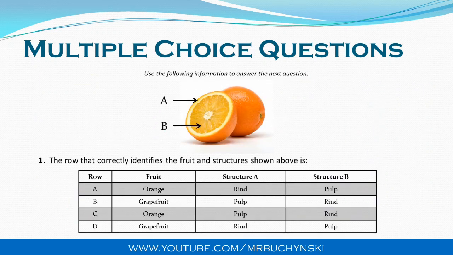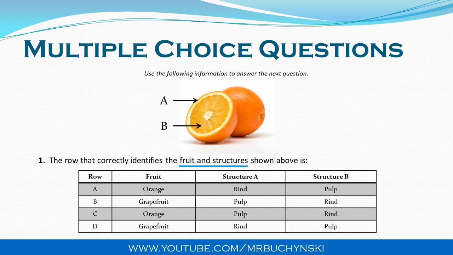So it says use the following information to answer the next question. I see an orange, there's an A and a B, each with an arrow pointing to particular parts of the fruit. So what I'm going to do now is read the question and underline any important parts of it. It says the row that correctly identifies the fruits and structures shown above is, and I have a whole bunch of selections here. Now the reason I put this question on is oftentimes you'll get these big chart questions asking multiple things, so the easiest way to do it is to break it down into small chunks.